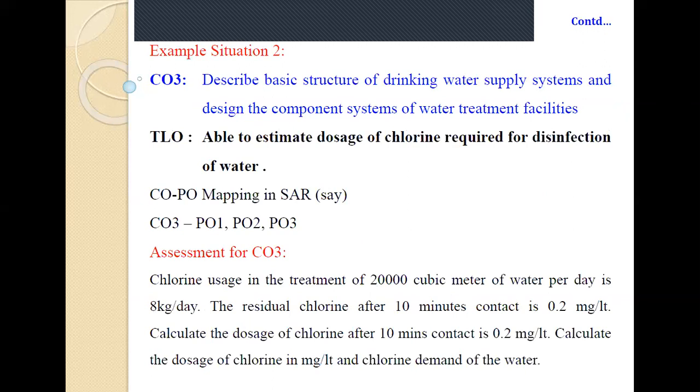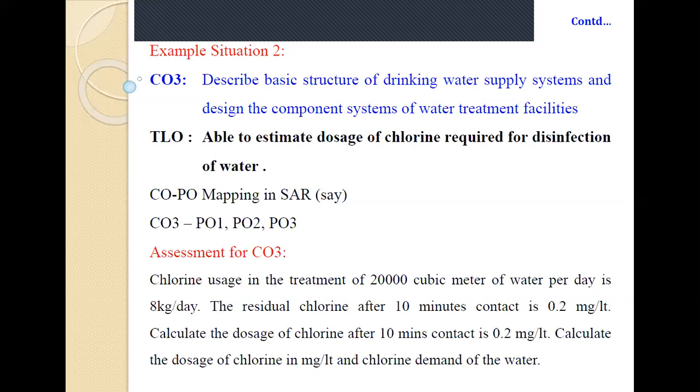So the topic level objective, the course CO3 describes the structure of the drinking water supply system, design of component systems, water treatment facilities, and being able to estimate the dosage of chlorine required for disinfection of water. So this is a topic level outcome. At the topic level, the learning outcome is considered here. This has to be mapped with CO3. That is what we need to use when we are designing. When you are designing a particular problem or a question, we should very cautiously address this.